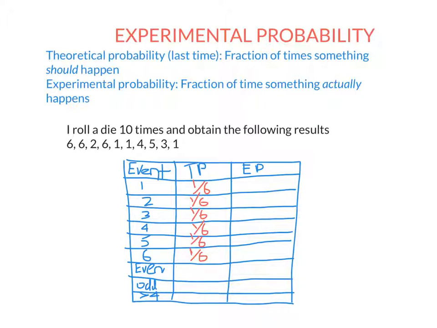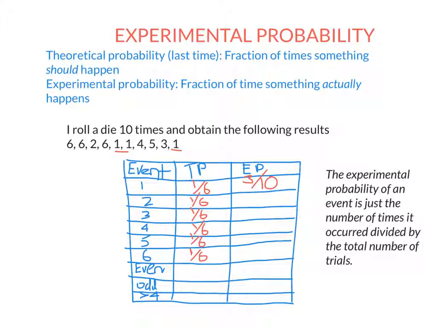I expect I'll get 1, 1/6 of the time, 2, 1/6 of the time, and so on. But of course, that's not what actually happened when I rolled the die 10 times. So you can say I got 1 3 times. So the experimental probability, it happened 3 times over 10 times in total. And that's just common sense.